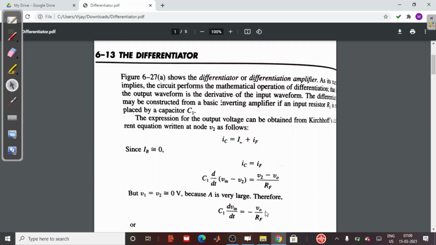Hello students, today we are going to learn about the differentiator. You know how an integrator works, we have studied that. The differentiator circuit is not much different from an integrator circuit. It is also an inverting amplifier, but there are certain modifications when compared to the integrator circuit that we'll come to. Now we'll see what a differentiator is.